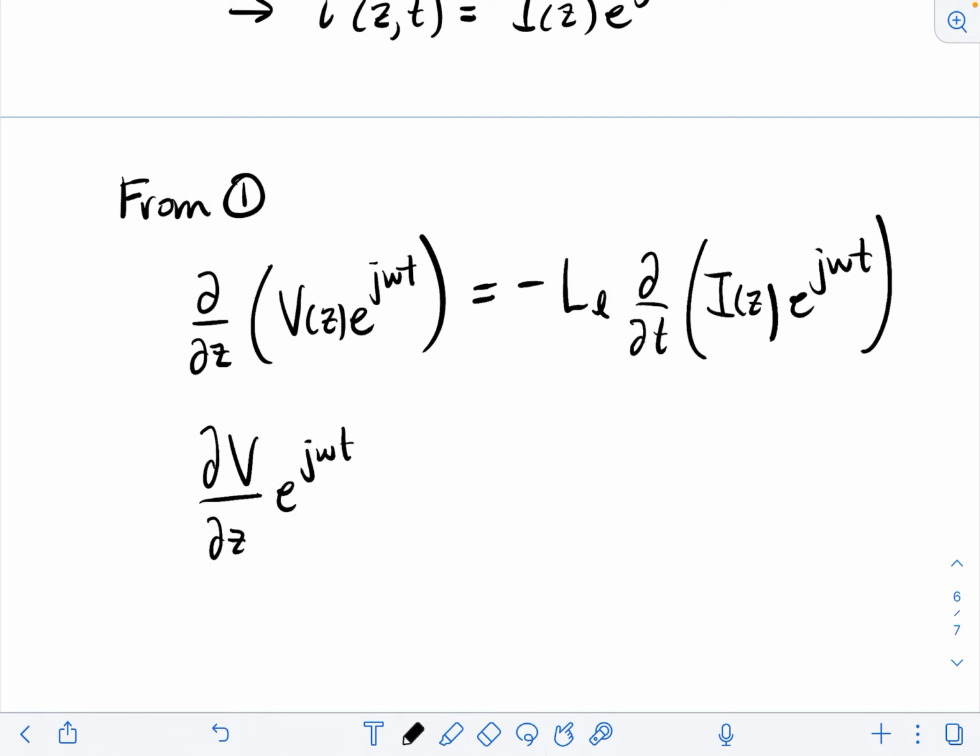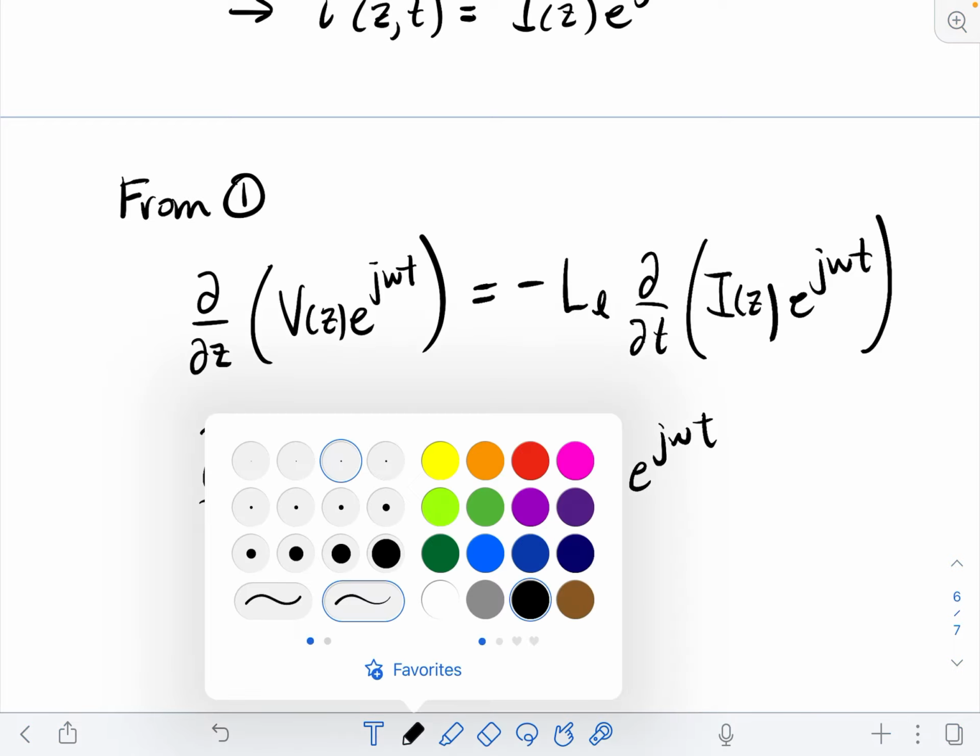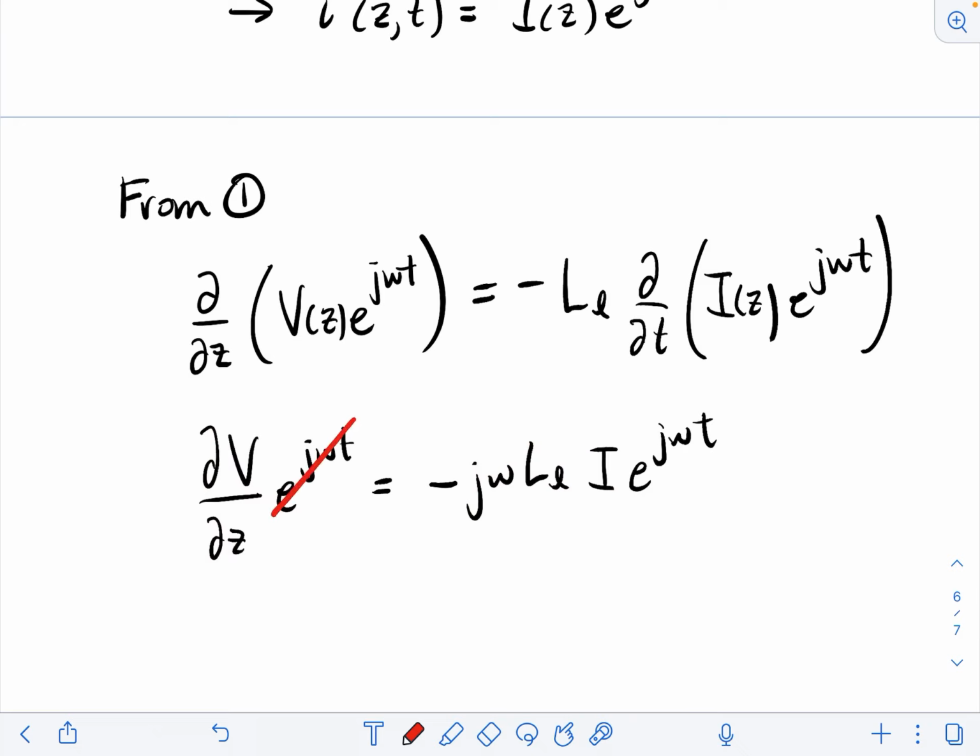But on the right-hand side, we can actually do this derivative. So we get minus, when we do the derivative, we get a j omega coming down. Then we'll still have the inductance per unit length, and we'll still have our amplitude. I'll drop the explicit position dependence for now. And then we have e to the j omega t. And what's nice is we've got the e to the j omega t on both sides, which we could cancel. And so now we have an expression that involves only position. So the amplitudes are position dependent. The time dependence is completely gone.